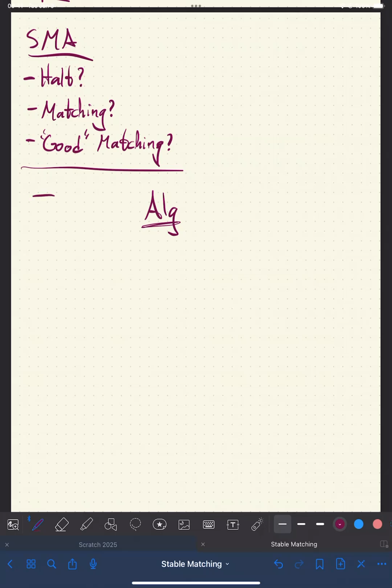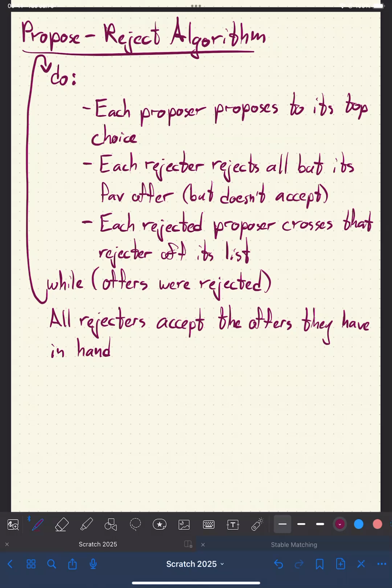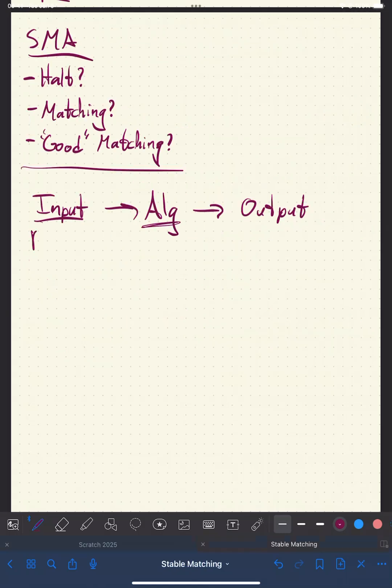What an algorithm does is it has an input and it spits out an output. And the thing we want to note here is we want to be careful about knowing what our input is. For this algorithm, the stable matching algorithm, what is its input? In this case, it's just the rankings.